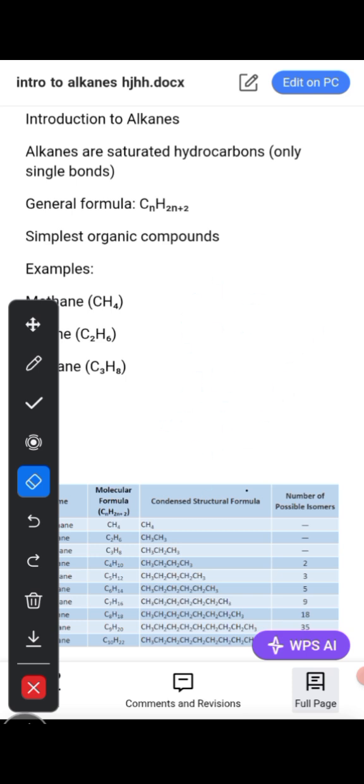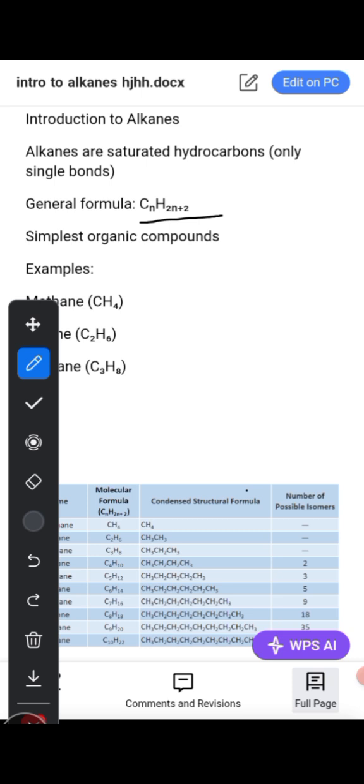Alkanes have a general formula, which is CnH2n+2. This is the general formula for alkanes. With this general formula, we can easily know the formula for each member of the alkane series from methane, ethane, up to decane. It will be easy for us to write the formula of any alkane with this general formula. I'm going to teach you how to use this formula to write the different members of the alkane series. Alkanes have a series from methane to decane.